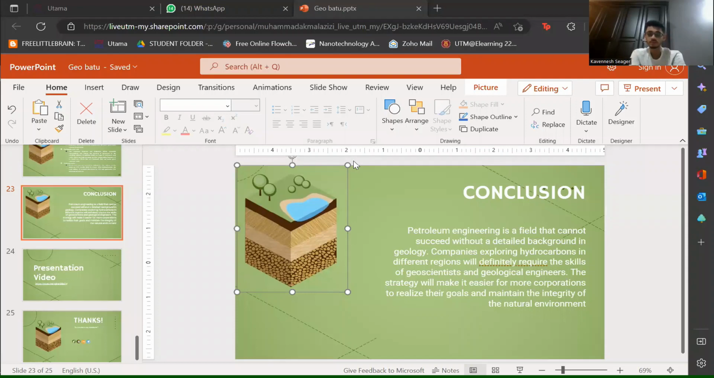For our conclusion, petroleum engineering is a field that cannot succeed without a detailed background in geology. Companies exploring hydrocarbons in different regions will definitely require the skills of geoscientists and geological engineers. The strategy will make it easier for more corporations to realize their goals and maintain the integrity of the natural environment.